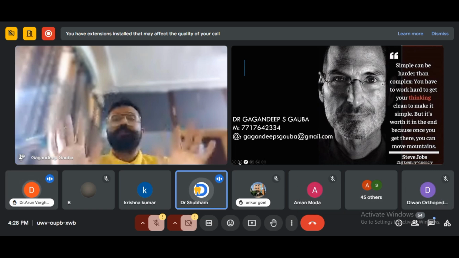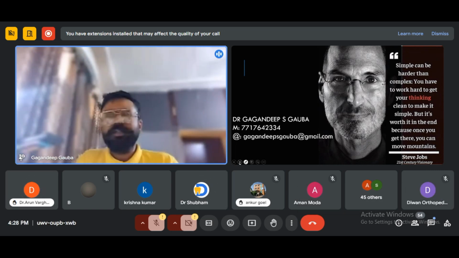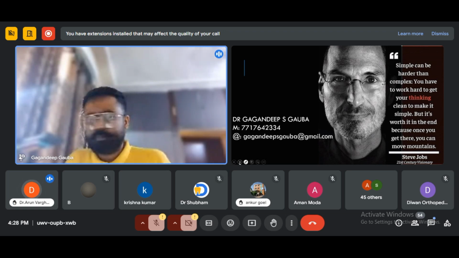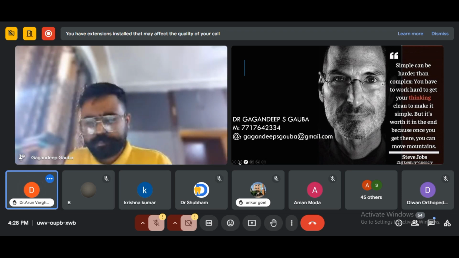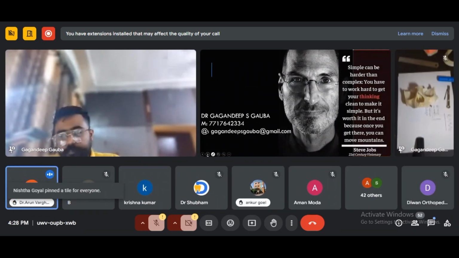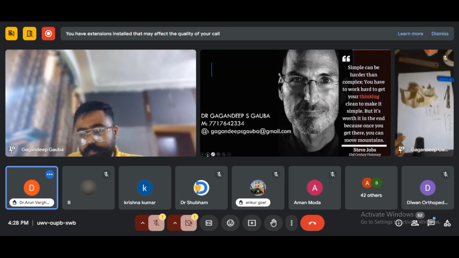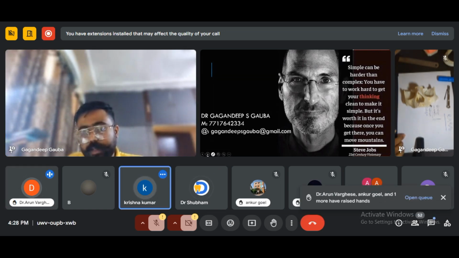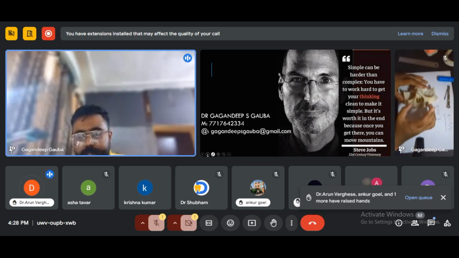Sir, can you explain the glabella approach implant? Can you please switch to the tabletop? My tabletop is visible. Yes, sir. This is done in a maxillectomy patient. The maxilla has been removed.